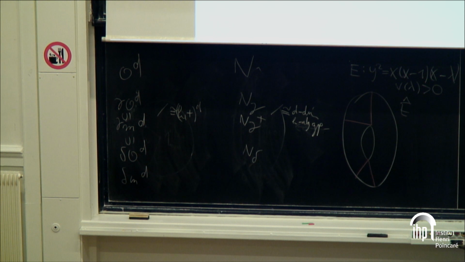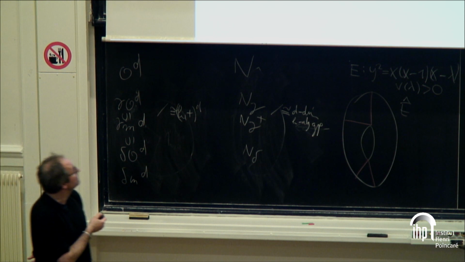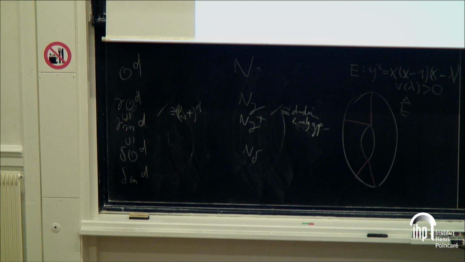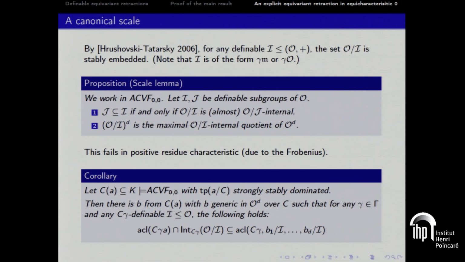First, I should say this fails in positive residual characteristic. That's why we need characteristic 0,0 for this. Okay. First one corollary. We don't want to apply it only to generics of O to the D, but if you have arbitrary strongly stably dominated types, at least in its definable closure, there is a generic of O to the D, by definition almost. And so we find such a guy, such that over C, whenever I want to understand the internal closure in O mod I, I can do it using these quotients. Up to interalgebraicity, because by the theorem I know that the generic is given by the image of the generic.